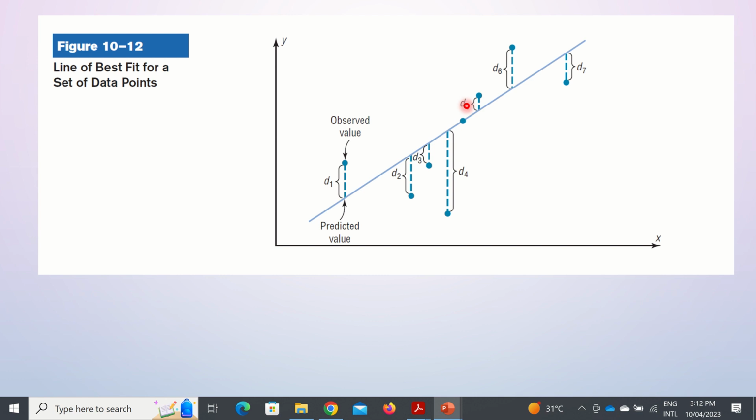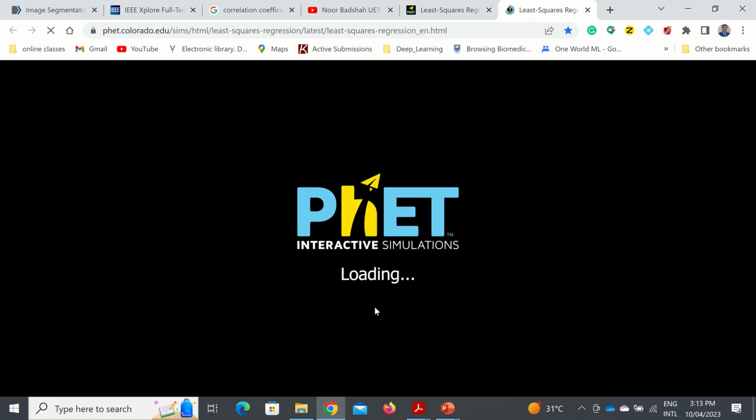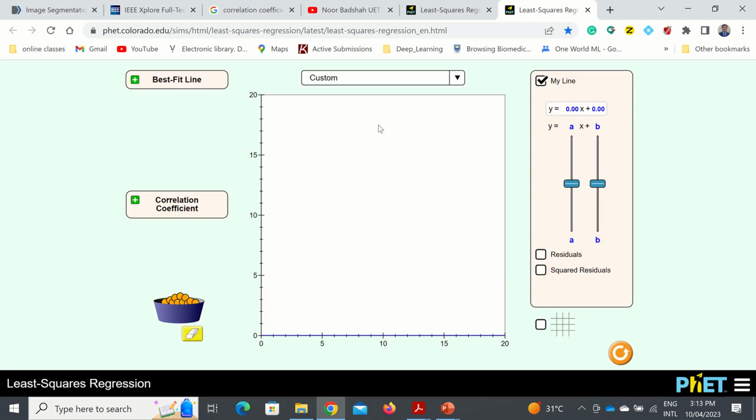So if you take SSD, what does it mean? If you take the residual, then what do we do? I'm basically taking you to an external link, just to show what it means. So let's go out of this one and go to the external link.